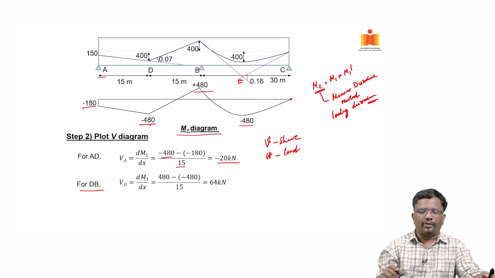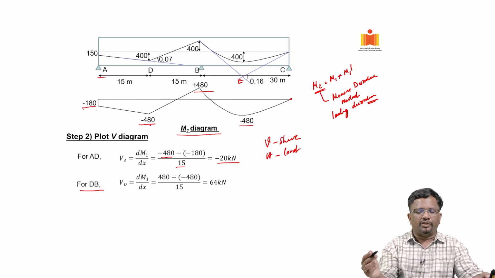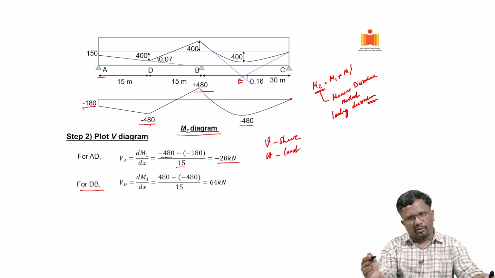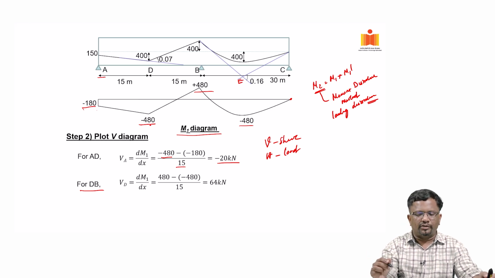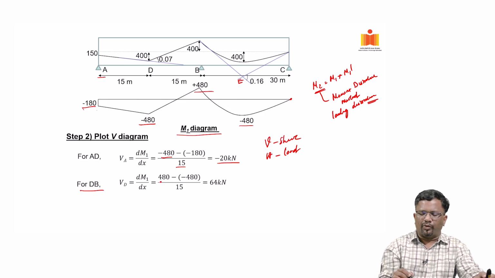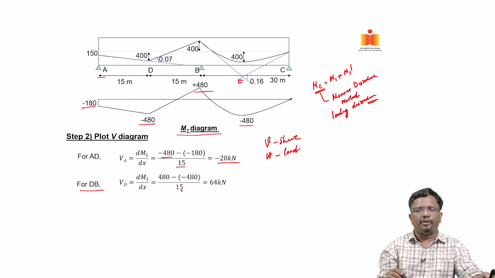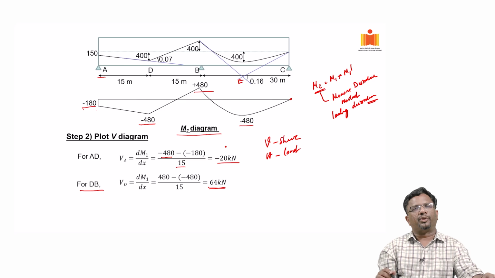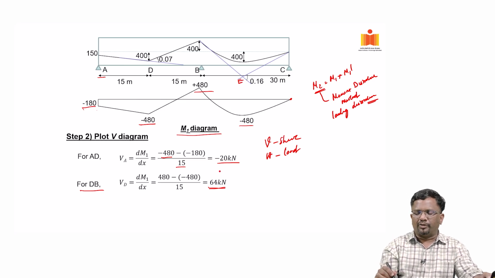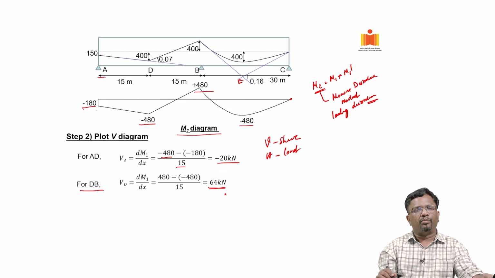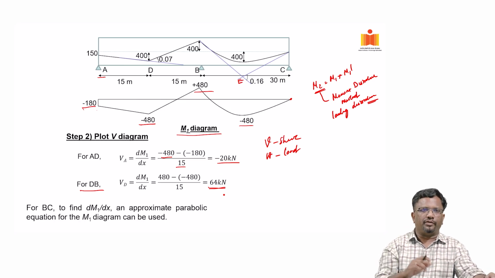VD, the shear at the location D, is going to be the bending moment at the location B minus the bending moment at D, divided by the distance between them. So, that is 480 minus 480 by 15, which is 64. So, the shear has gone from negative to positive 64 at the location D. That means there is going to be a vertical load, which is the summation of 64 plus 20, because the difference is 84 kilonewton. So, that we will see.